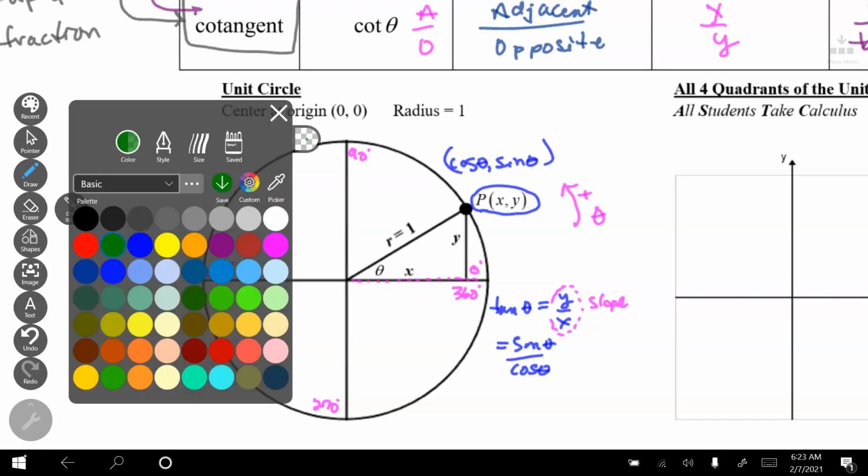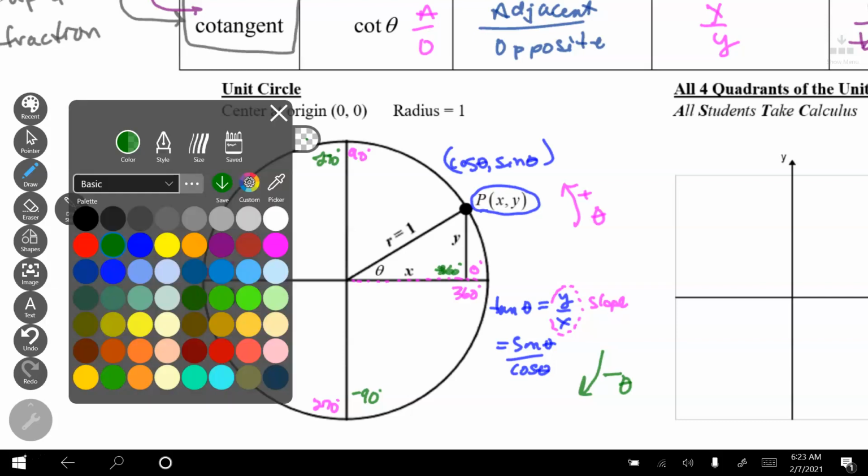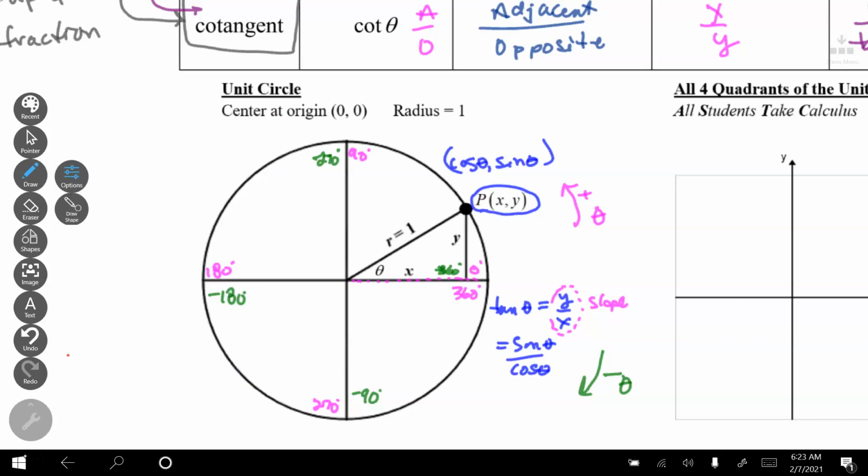But when I go clockwise, these are negative angles. So this is negative 90 degrees, negative 180 degrees, negative 270 degrees, negative 360 degrees, and so on and so forth. The other thing we have to pay attention to is that if you do an angle theta and you add or subtract 360, a full circle to it, you are in the same location.